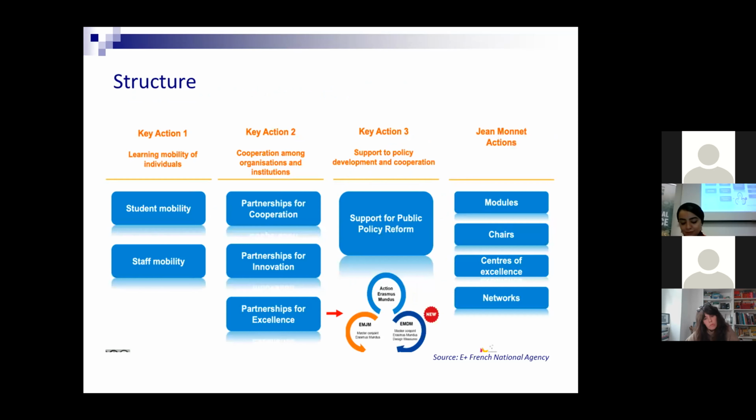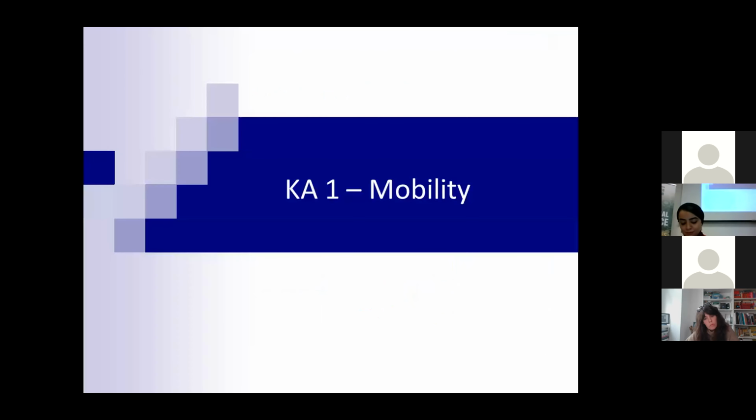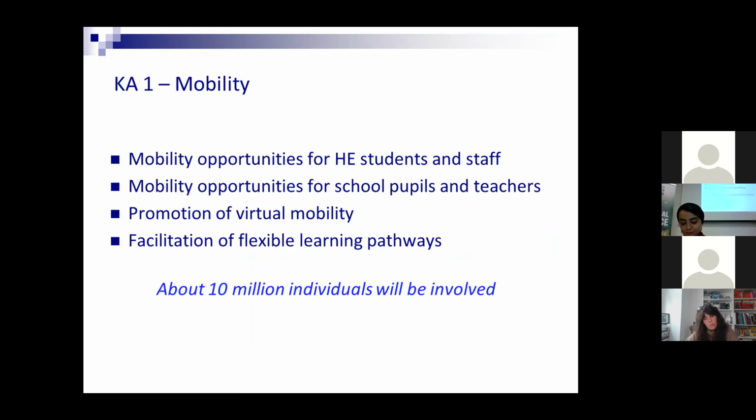The program is an umbrella program. It's very big. It's organized in 3 key actions and the so-called Jean Monnet action. We are going to briefly analyze only 2 of these actions. So the first one is mobility. This is the old Erasmus program.